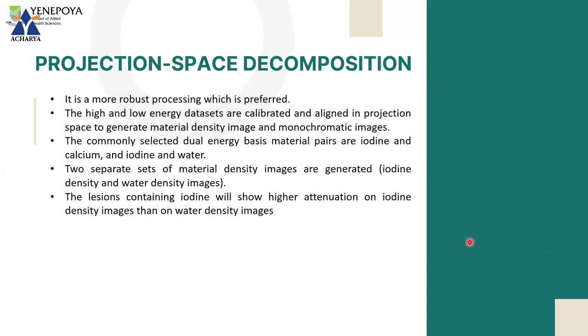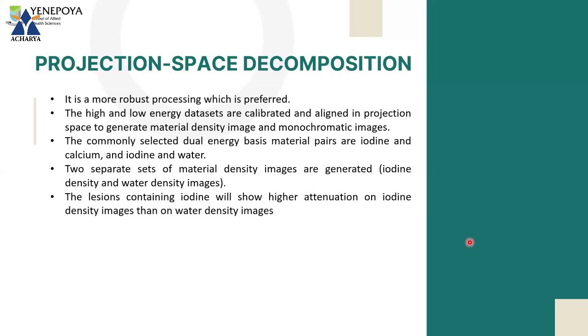So you focus on these two things. Two separate sets of material density images are generated. Iodine density images will be generated separately, and water density images will be generated separately.